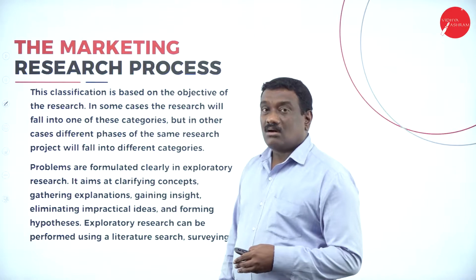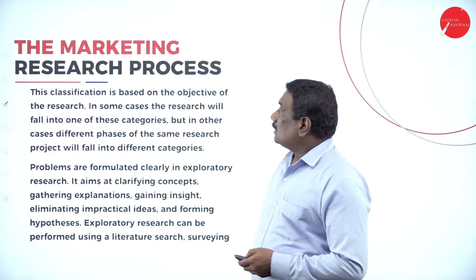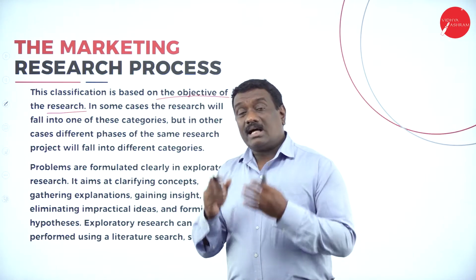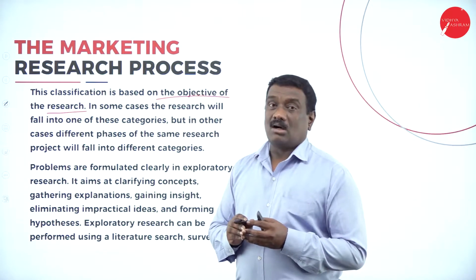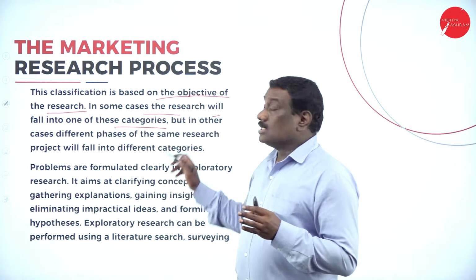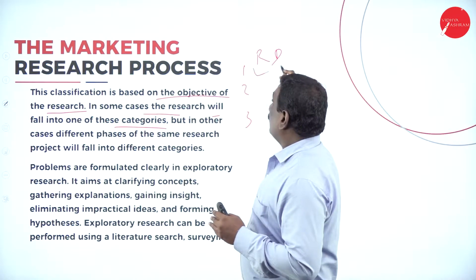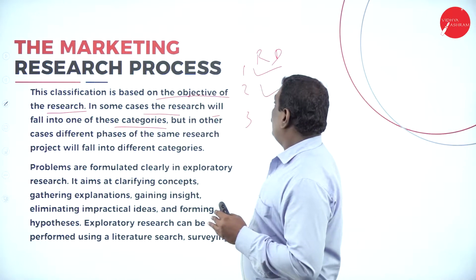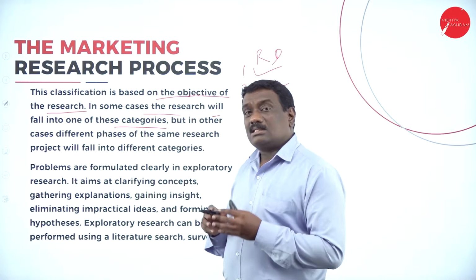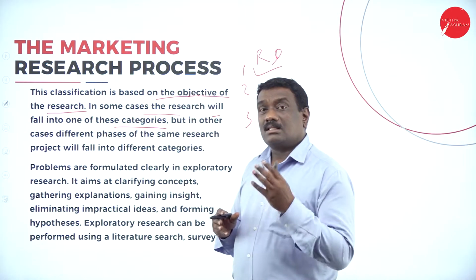Now this classification of research designs is based totally on the objective of the research. So what is the main objective of the research? On that, this particular research design is developed. Now in some cases, the research will fall into only one of these categories. So out of the 3 research designs, in some cases it can fall only in the first, or only in the second, or only in the third category. So it will not be in all the 3 categories. In any one of the categories it can fall, and it depends upon the particular cases, the issues and the problems.